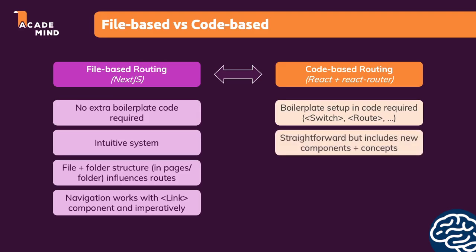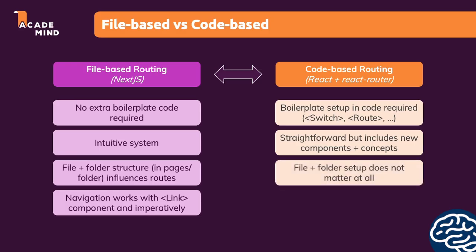Now, it is definitely straightforward, don't get me wrong, but it includes new components and concepts which you need to learn, like that Switch component and that Route component, and how to order your routes, and so on. So that can be annoying. Now, a potential advantage, of course, is that the file and folder setup does not matter at all. In my opinion, having the folder structure dictate the paths is an advantage, but you could see this as a disadvantage as well. And with code-based routing, you can store your component files wherever you want. They won't have any influence on your routes or your paths.